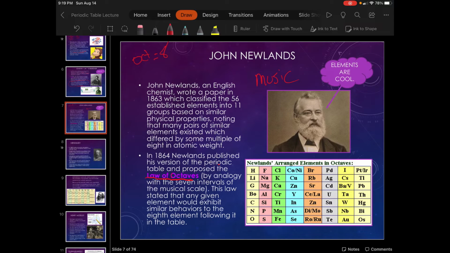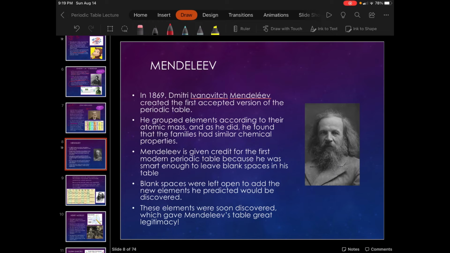So by analogy with the 7 intervals of the musical scale, this law stated that any given element would exhibit similar behaviors to the 8th element following it in the table. Pretty simple, the law of octaves. So he said that every 8 would exhibit similar properties. Okay, now we're getting into who we really know, Dmitri.